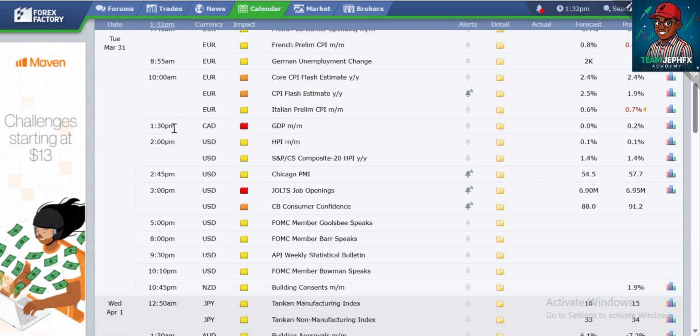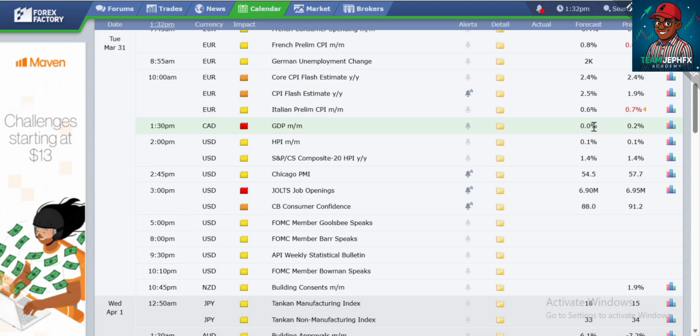For example, 1:30 on Tuesday, we have high impact news for CAD, the GDP. So during this period, around 1:30, if you are trading maybe USD CAD, CAD CHF, whatever pair you are trading that has CAD behind it or in front of it, you should be expecting aggressive volatility around that period. And in this case, we have the forecast at 0.0%, while the previous is 0.2%, meaning the percentage drops.